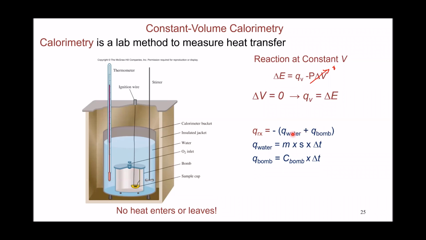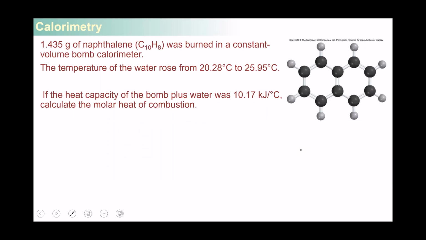And of course, you can calculate both of these quantities using the famous formula Q equals mc delta T for water, and Q for the bomb is going to equal the heat capacity of the bomb times the change in temperature. Let's go over one example of such a measurement here. In this example, you're burning this compound in a constant volume bomb. The bomb temperature rose from an initial temperature of this value to a final temperature of this value. And it gives you the heat capacity of the whole thing, including water and the bomb itself. And it asks to calculate the molar heat of combustion.